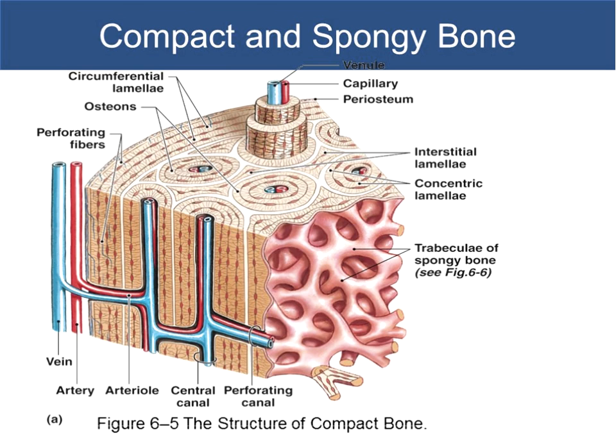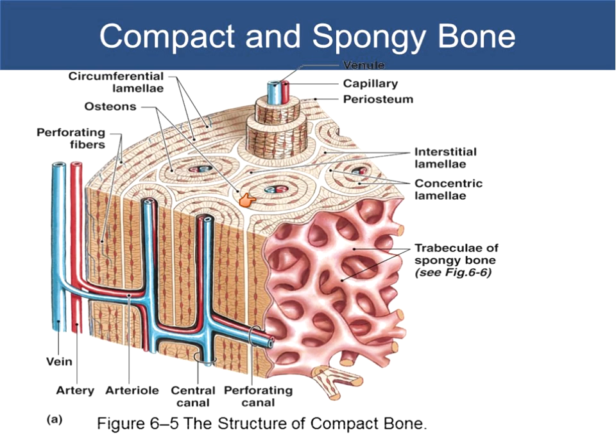So here is an artist's drawing of it, and we get a little bit more detail here. We're able to see the blood vessels that come into the bone. They come in perpendicular and then go up through the central canals. The central canals contain blood vessels, and this is how the osteocytes are able to receive their nutrients and oxygen and get rid of their waste products.